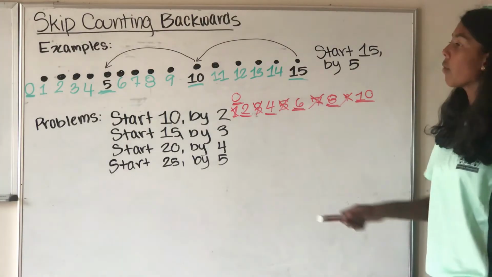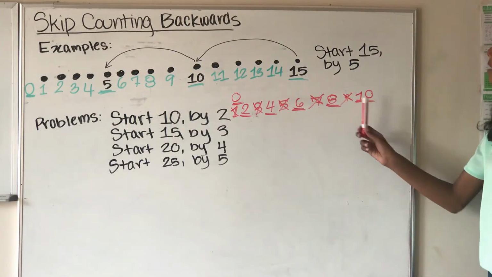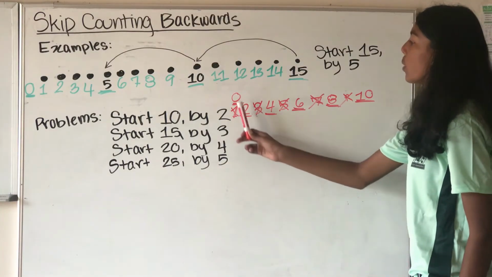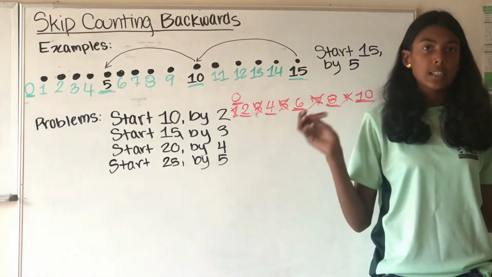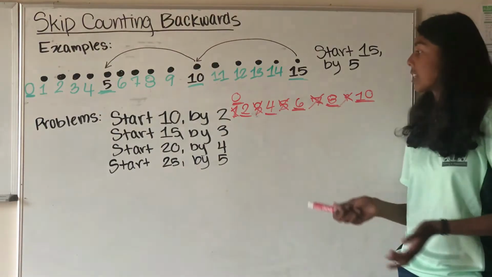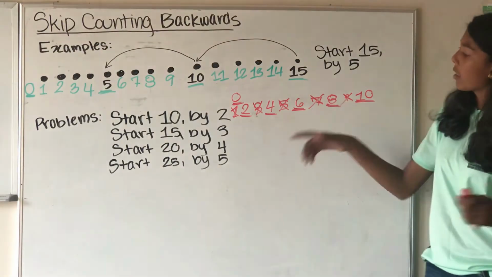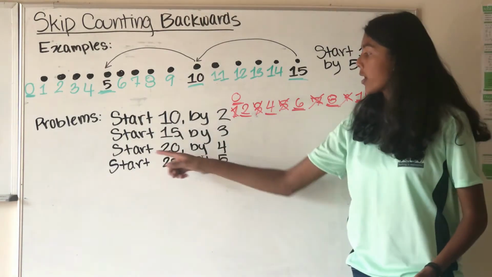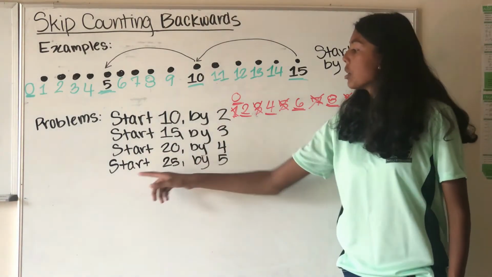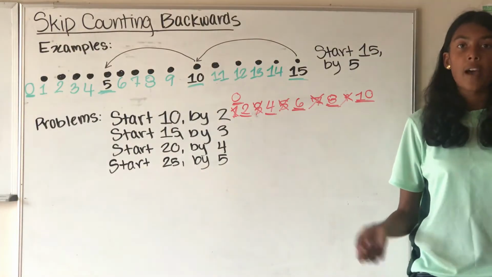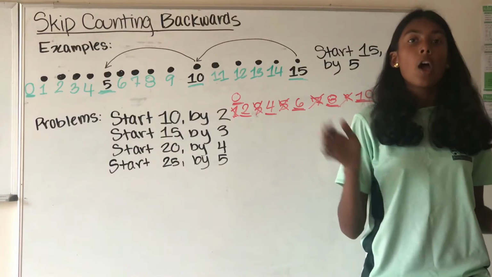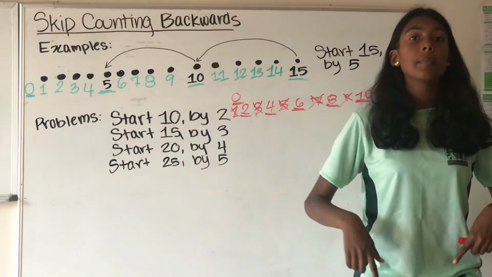So when we skip count, we're going to say 10, 8, 6, 4, 2, and 0. Feel free to say it by yourself a couple of times. And these 3 problems: starting at 15, going back by 3; starting at 20, going back by 4; and starting at 25, going back by 5. I want you guys to try on your own. Pause the video if you need more time. And if you want, you can comment below the answers.